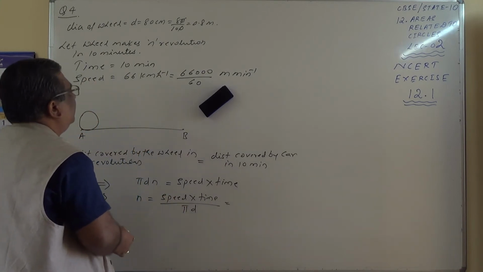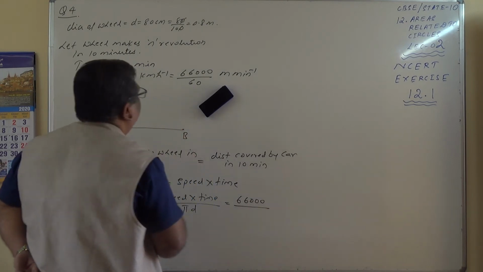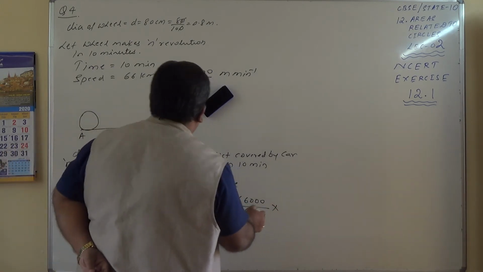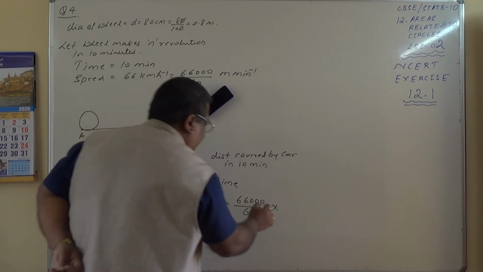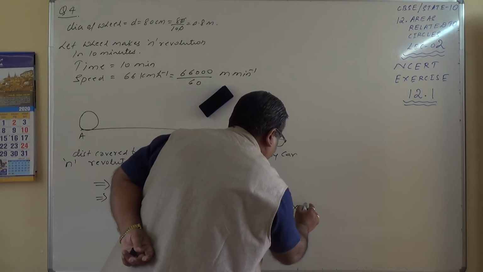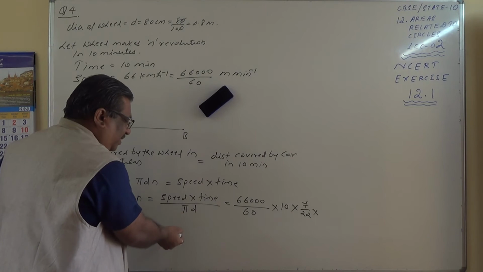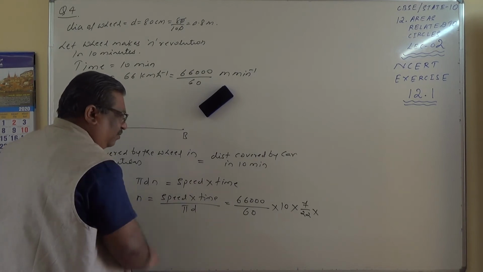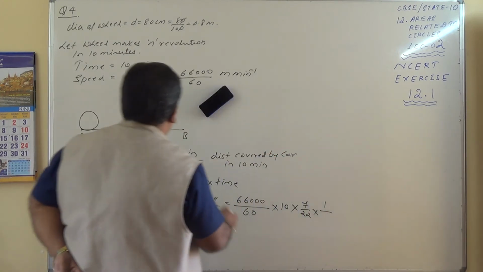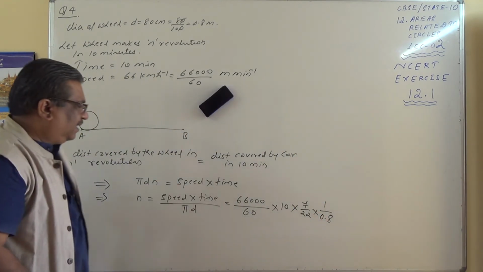Speed is how much? 66,000 divided by 60 into time. Time is how much? Time is 10 minutes into 1 by pi, that is 7 by 22, because pi is 22 by 7 here, so that 7 goes up, 22 at the denominator, into 1 by d, 1 by diameter. Diameter is how much? 0.8. I hope you are able to understand this one.